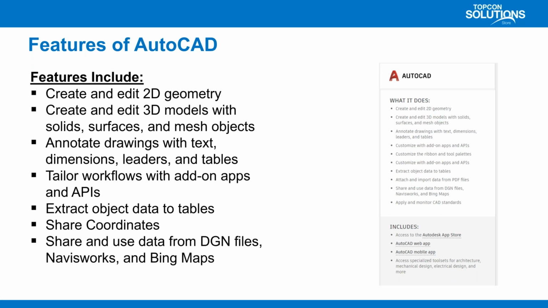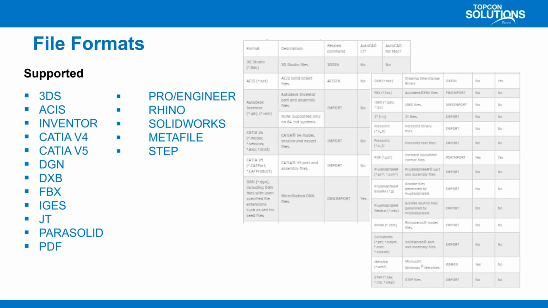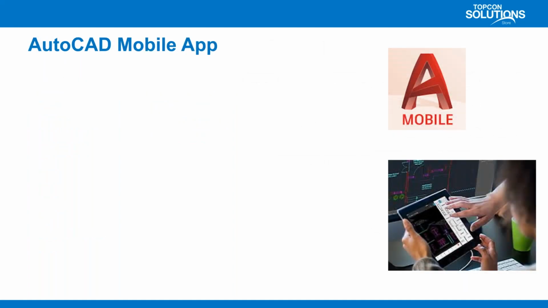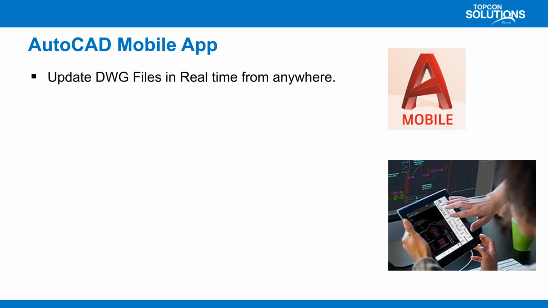Now, AutoCAD itself can support 3ds, Inventor, DGN. It has a pretty good sized number of file formats that it can take in and help us understand, right? Well, then you're looking at the AutoCAD mobile app. It's going to give us a lot of that functionality, but you can update your DWG files in real time from anywhere. You're going to be able to access these files, these documents, from any mobile device.